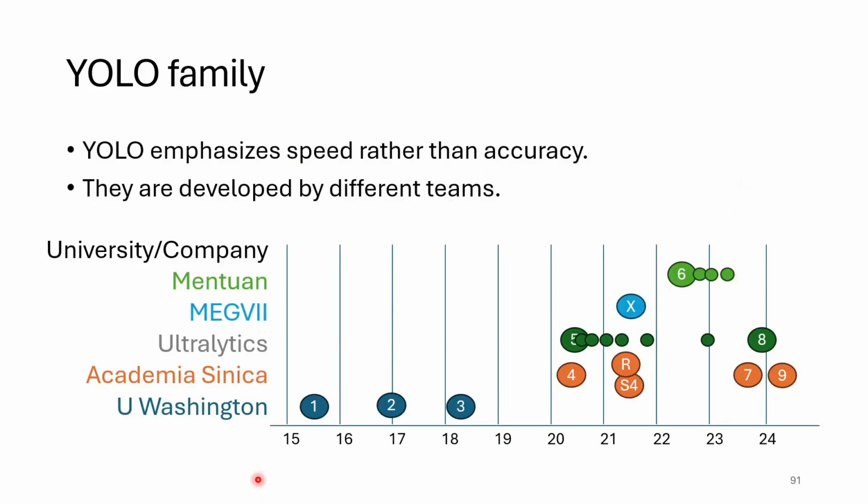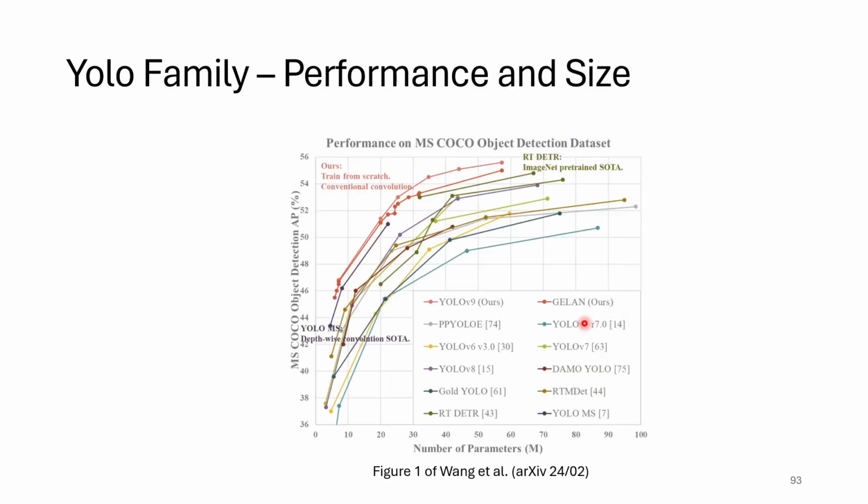So in the YOLO family, you can see 1, 2, 3, 4, 5, 6. Currently, the latest version is 9. They are developed by different companies or universities. So even though you can see X means 10, it doesn't mean, okay, it is the latest one. And okay, this is the improvement.